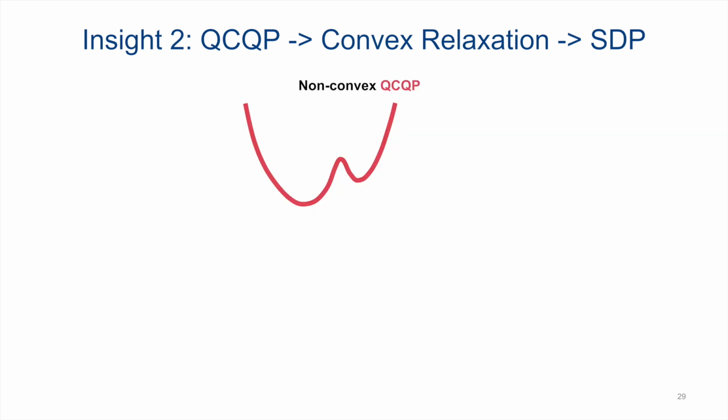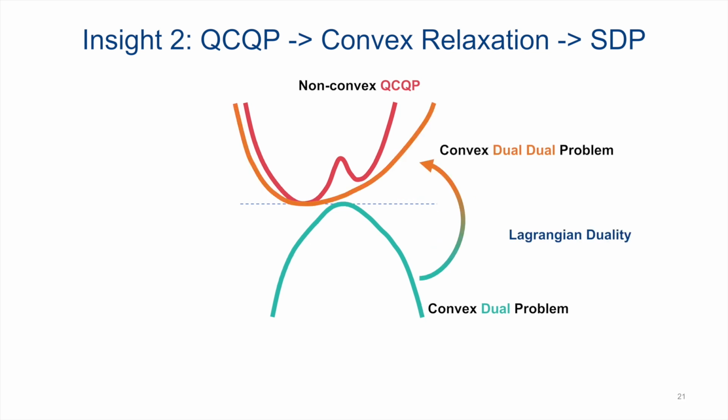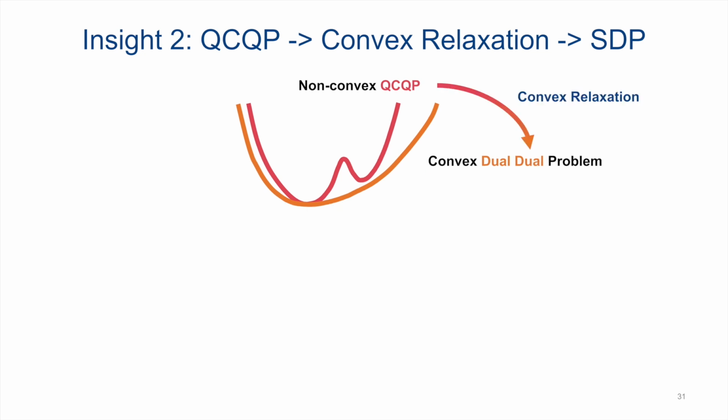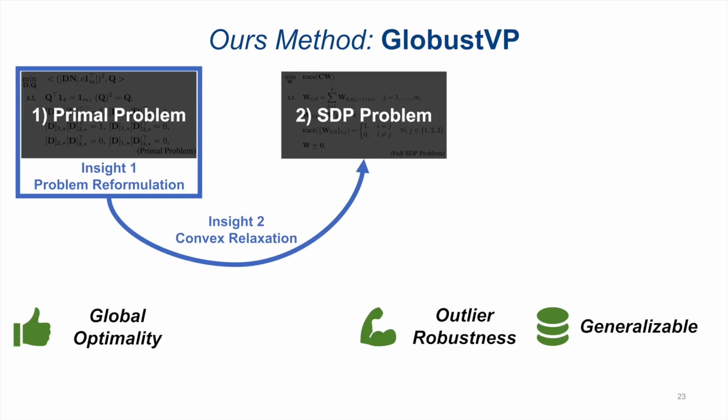First, we construct the Lagrangian dual of the QCQP, which gives us a convex dual problem. Next, we take the dual of that dual problem, arriving at the final dual-dual formulation. This transformation is known as convex relaxation, and the resulting dual-dual formulation is actually a convex semi-definite program, or SDP. This SDP can be solved globally using any off-the-shelf solvers. A critical property is that if the relaxation is tight, the solution of the SDP is exactly equivalent to that of the original NP-hard problem. Through convex relaxation, our method not only guarantees global optimality, but can also handle a large proportion of outliers.